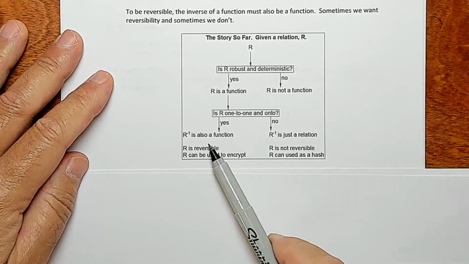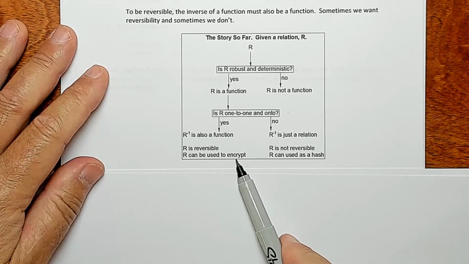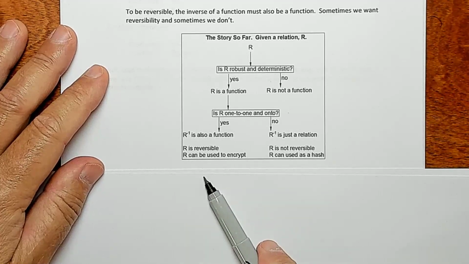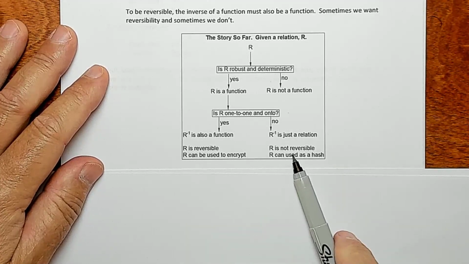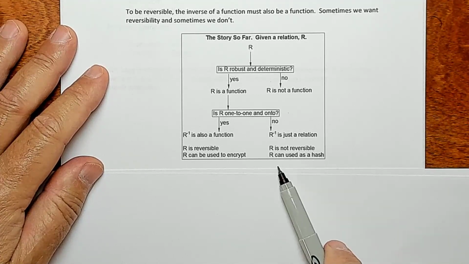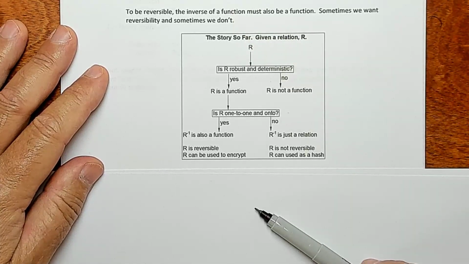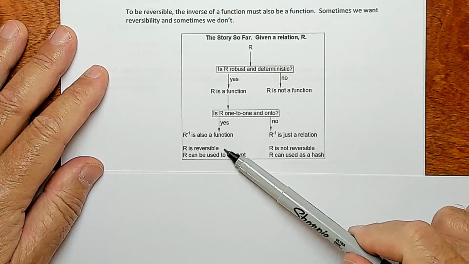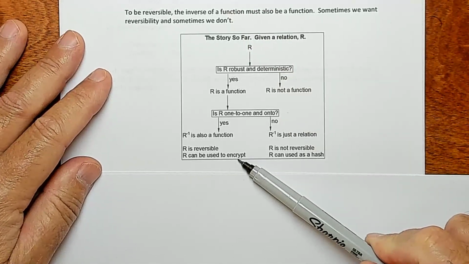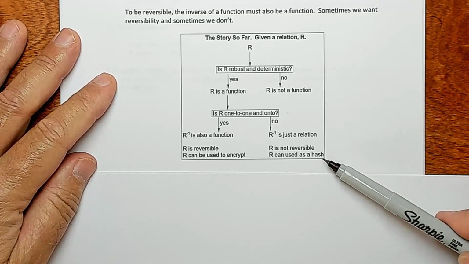Anyway, the bottom line for us is that if it's reversible, you can use it for encryption, right? You can go from bat back to bat. But if it's not reversible, you can use it for a hash. That is, you can go from 209 area code to 1, but you can't get back. So reversibility is typically used in encryption because you need to get back. And hashing is typically used when you don't want to get back for some reason.